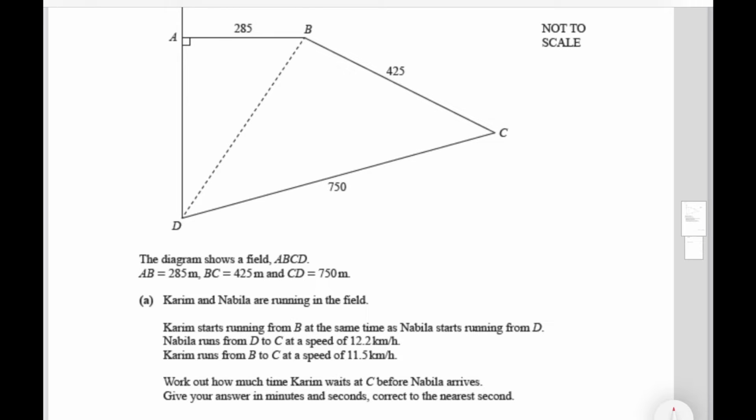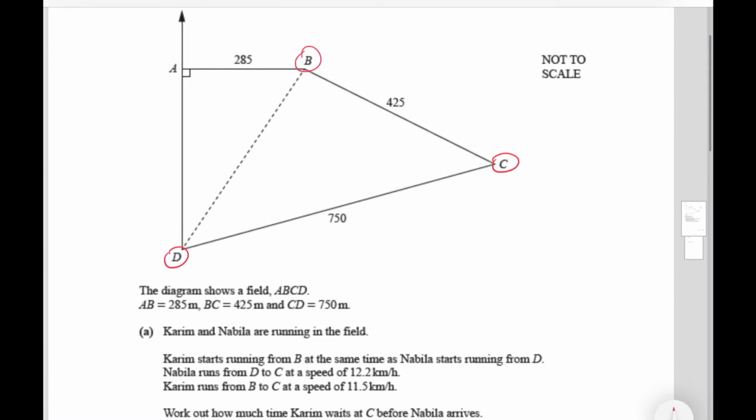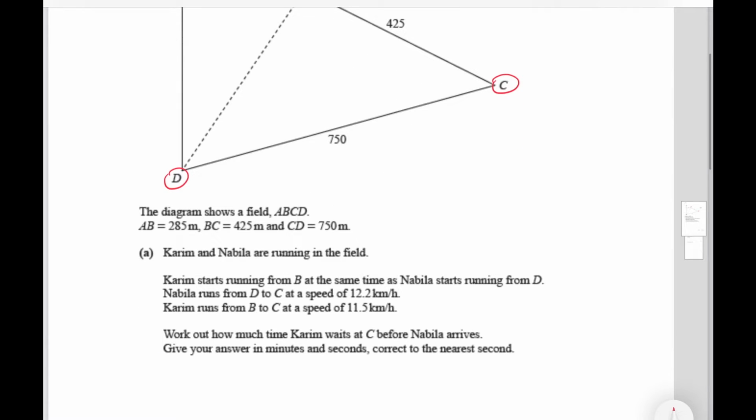Nabila runs from D to C at a speed of 12.2 kilometers per hour. So she runs from D to C and covers a distance of 750 meters. And Kareem runs from B to C at a speed of 11.5 kilometers per hour. So he covers this distance, B to C. Work out how much time Kareem waits at C before Nabila arrives. Give your answer in minutes and seconds correct to the nearest second.